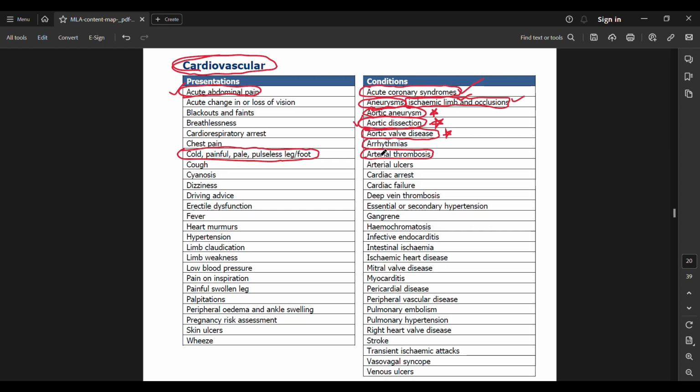Next, we have arrhythmias. Arrhythmias have shown up in the past. Arrhythmias may show up as blackouts and faints, right? Syncope, that's how arrhythmia may show up. Arrhythmia may also show up as dizziness maybe. Not so much dizziness, more so in blackouts and faints.